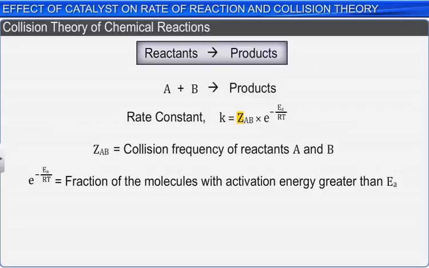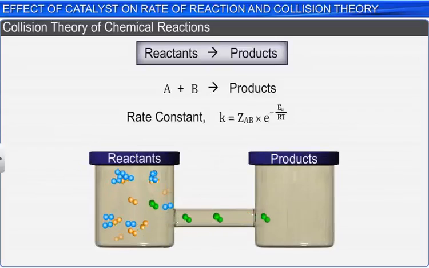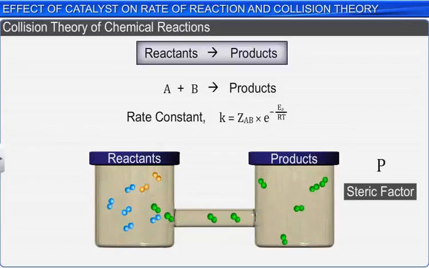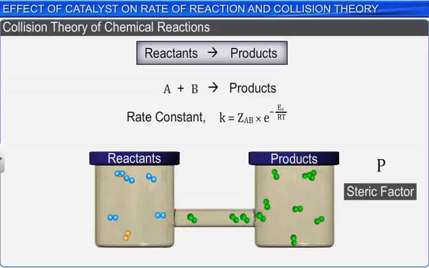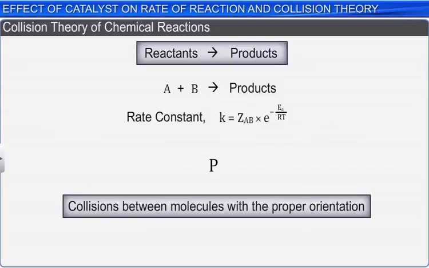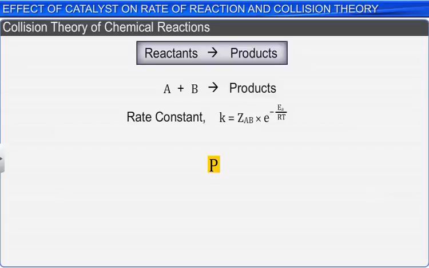The Z in this equation can be compared to the factor A in the Arrhenius equation. Since all the collisions do not lead to the formation of products, another factor called the steric factor, P, is introduced in the collision theory to account for effective collisions. P refers to the collisions between molecules with the proper orientation. Taking the steric factor into consideration, the Arrhenius equation can be modified to k = P × Z_AB × e^(−Ea/RT).